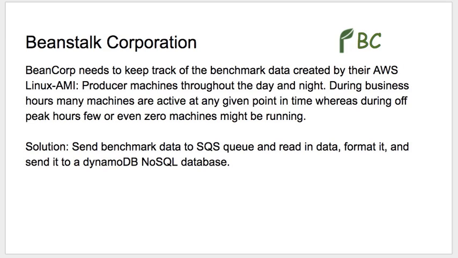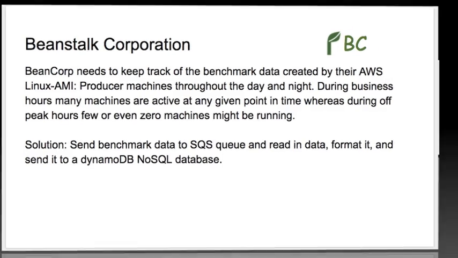BeanCorp needs to keep track of benchmark data created by their Amazon Web Services Linux AMI producer machines throughout the day and night. During business hours, many machines are active at any given point in time, whereas during off-peak hours, few or even zero machines might be running. The solution is to send benchmark data to an SQS Queue and read in that data to your Linux AMI, format it, and send it to a DynamoDB NoSQL database.